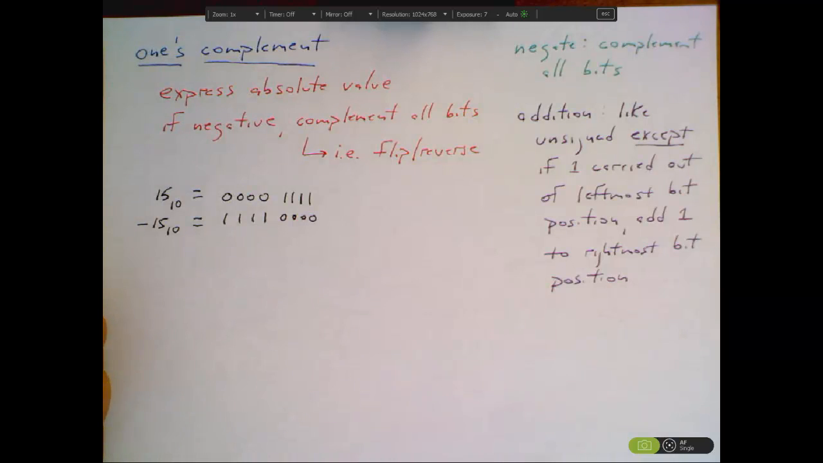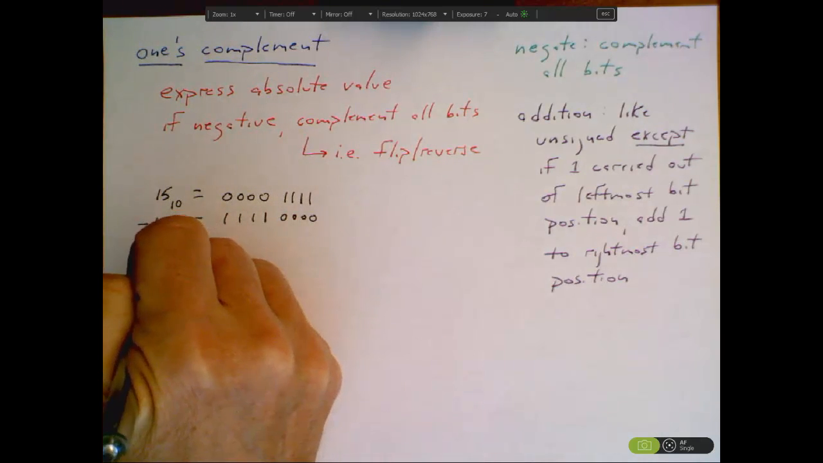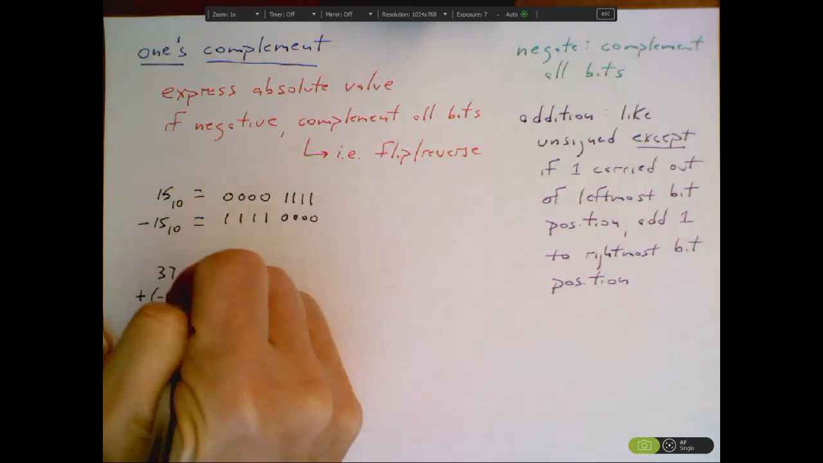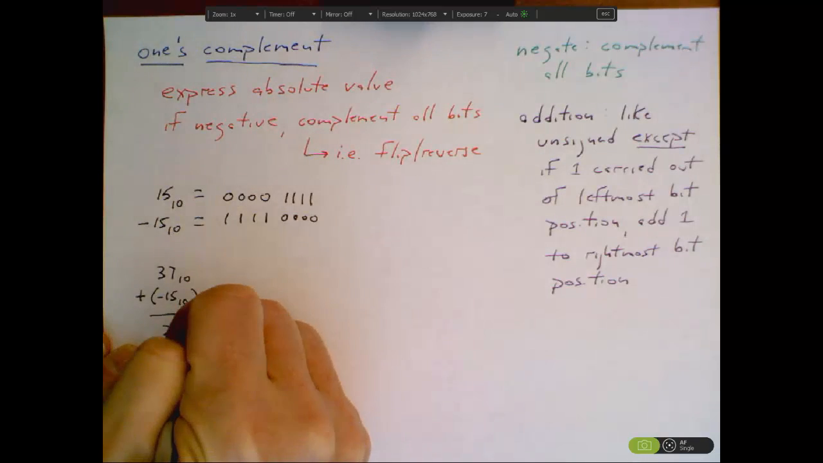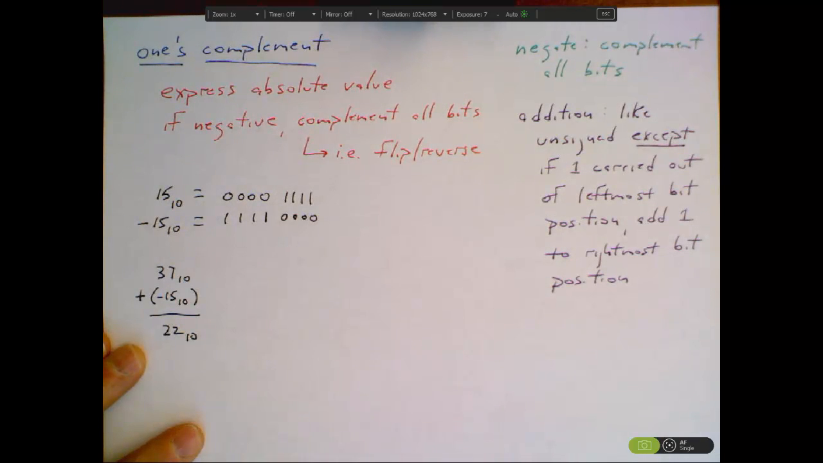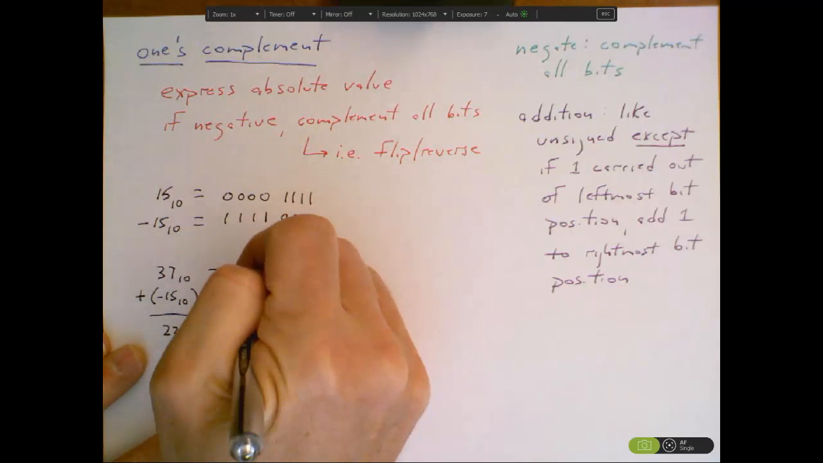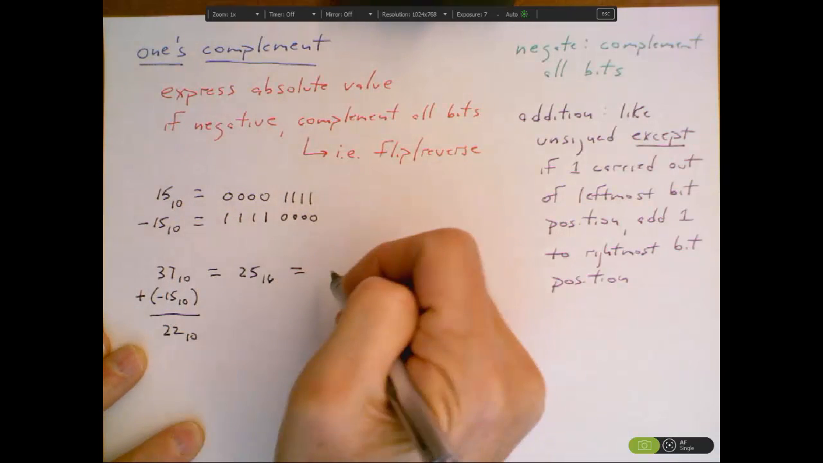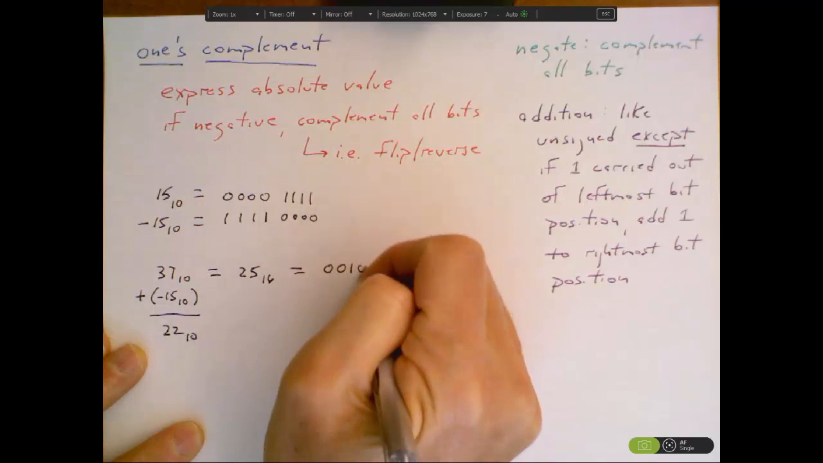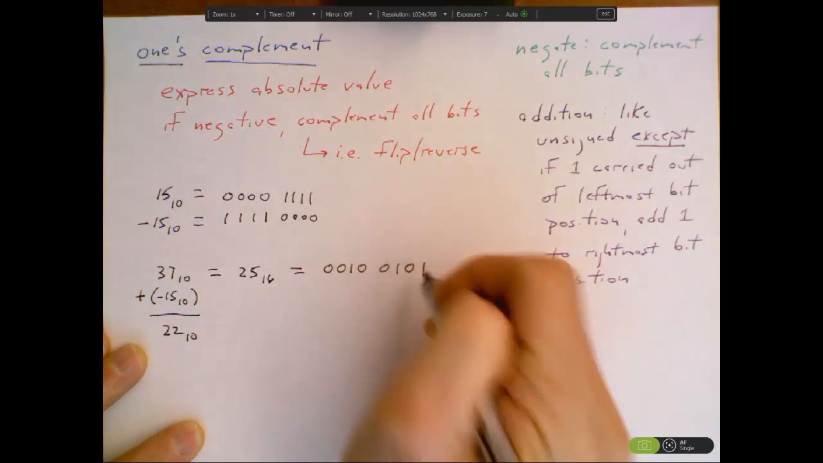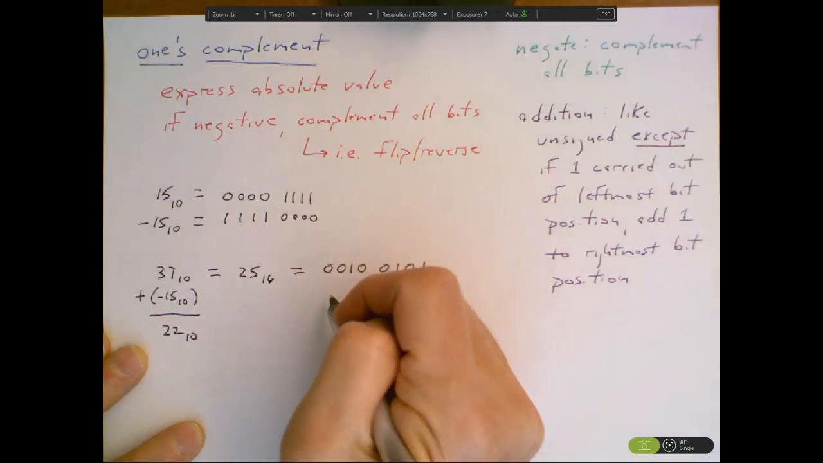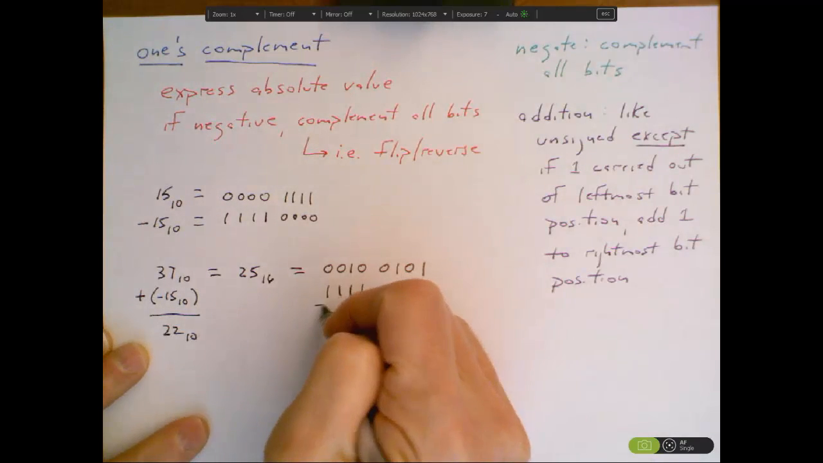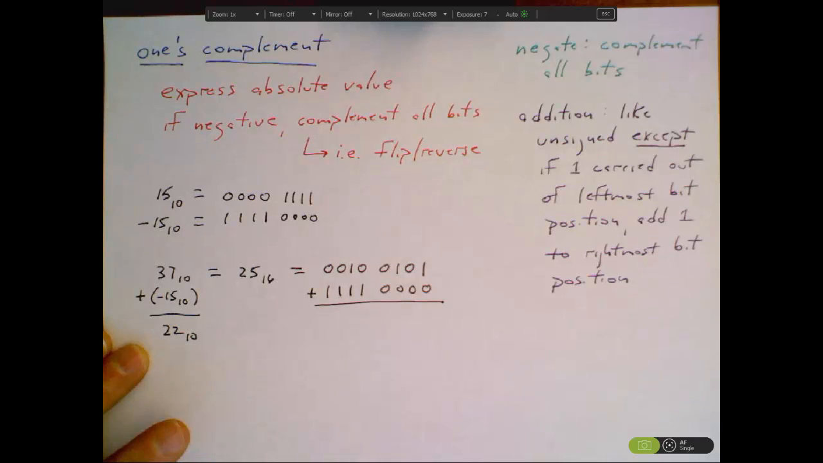But again, let's consider an addition operation. We do our 37 plus minus 15 again. Again, we should end up with 22 in decimal. 37 again was 25 in hex, which is 0, 0, 1, 0, 0, 1, 0, 1. Minus 15 I've got up above there in 1's complement form. I want to add these numbers together.